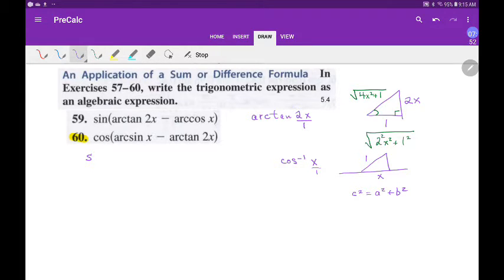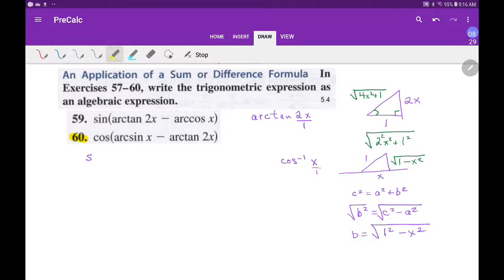So let's see, I say to myself, b squared is equal to c squared minus a squared, and of course I want the square root, so b is going to equal the square root of c squared, which is 1 squared, minus a squared, which is x squared. And I think that's the best I can do for this side over here. It's the square root of 1 minus x squared. All right, so that's my opposite side. Okay, so now I'm ready to go.